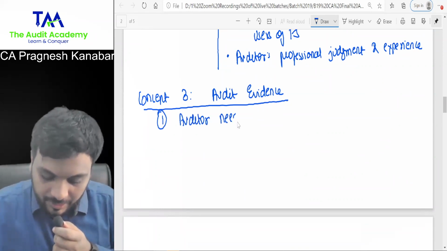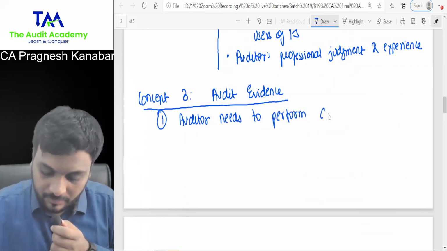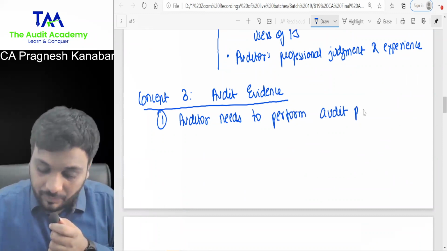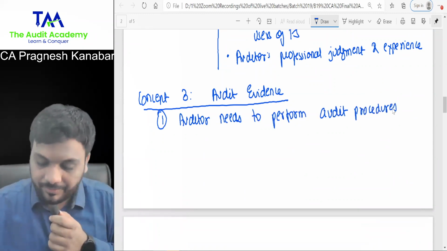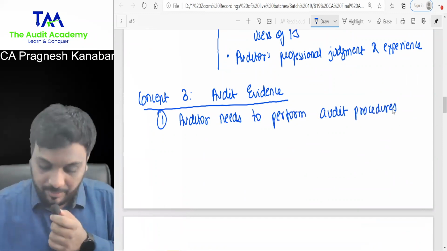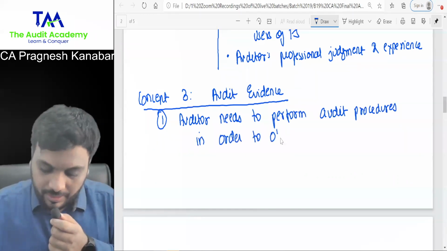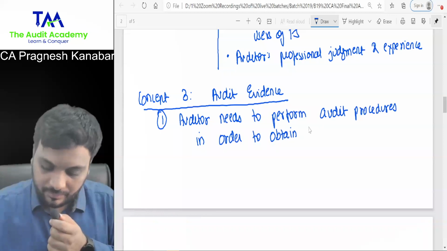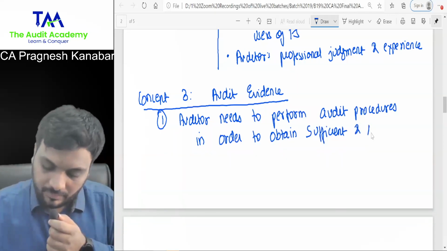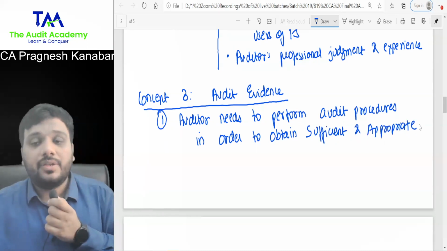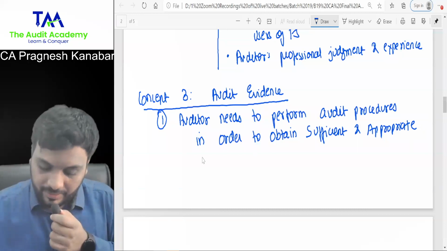So auditor needs to perform. Only if you know these words, then I'll be able to teach you something. Auditor needs to perform audit procedures in order to obtain sufficient and appropriate audit evidence.